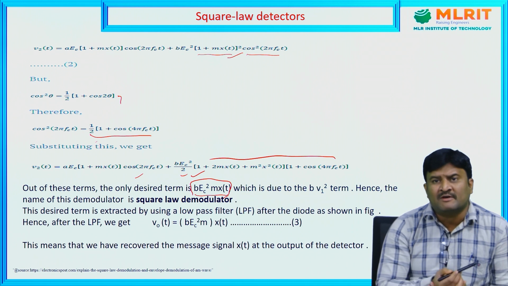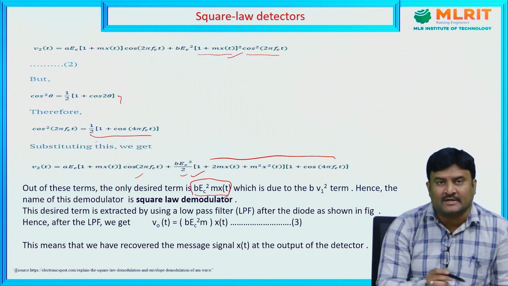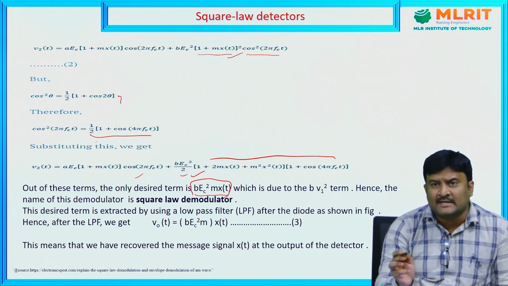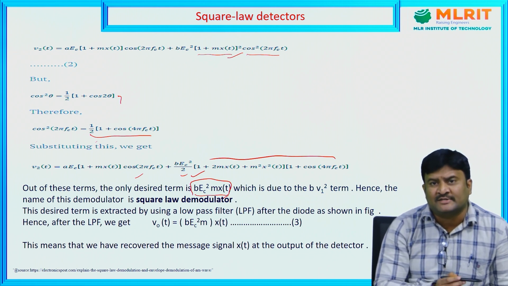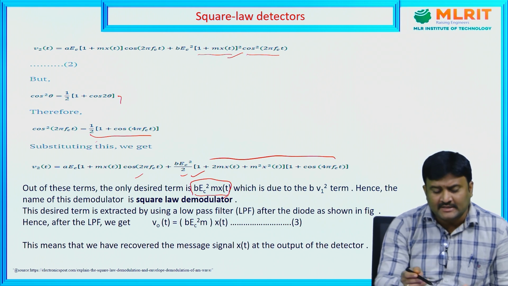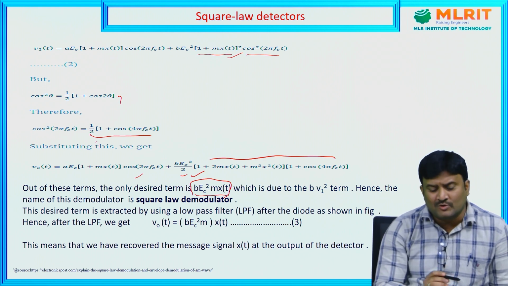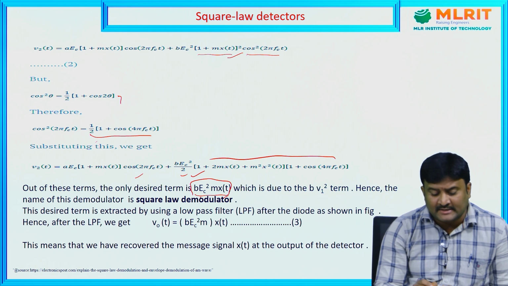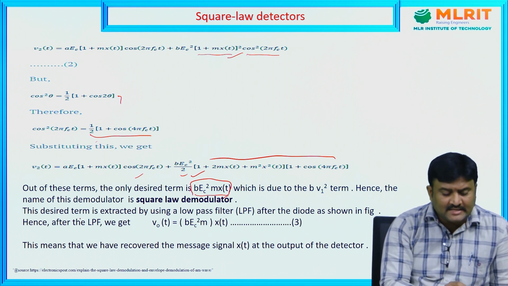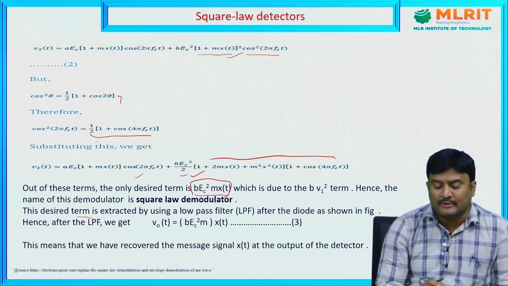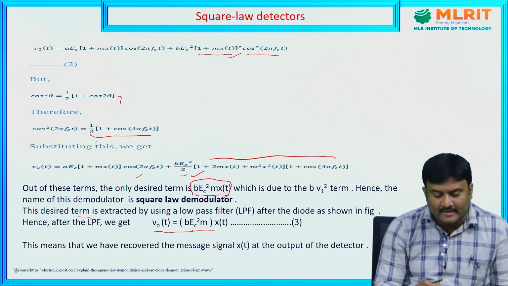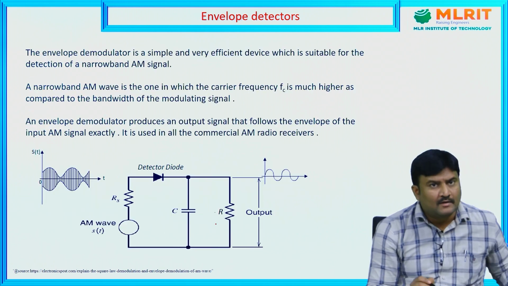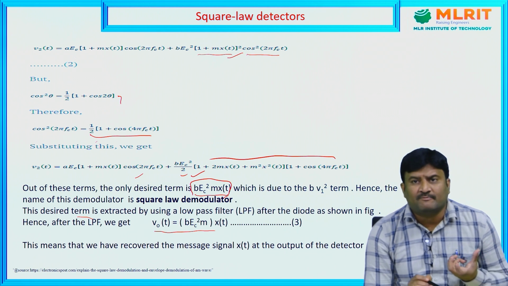But what is the output of the low pass filter? When you are passing this entire equation through the square law device and then the low pass filter, what is the main intention of the low pass filter? It stops the high frequencies. Then it stops the remaining frequency terms. It allows only the low frequency term, that is nothing but b into Ec square m into x of t. Hence, this is the desired term exactly by using the low pass filter after the diode. Therefore, v naught of t is nothing but b into Ec square m into x of t. So our first type is over.